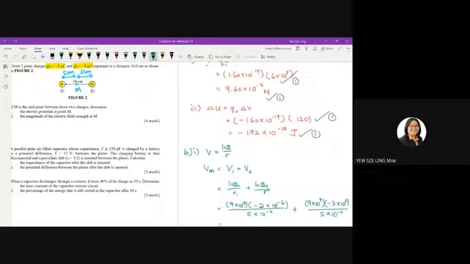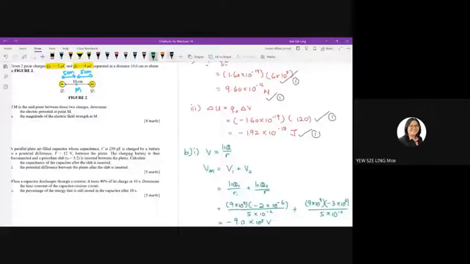So the final answer, quite a lot of you got it right, but because you didn't have the negative sign, therefore you got 0 mark in this question. So it should be negative 9.0 times 10 to the power of 5 volt. So that is the answer.